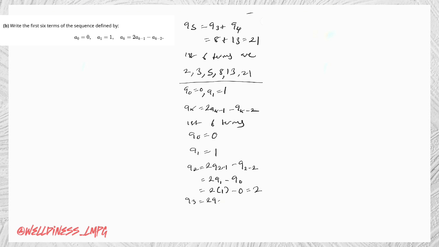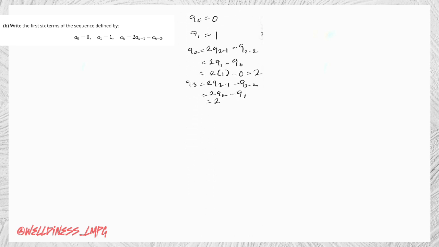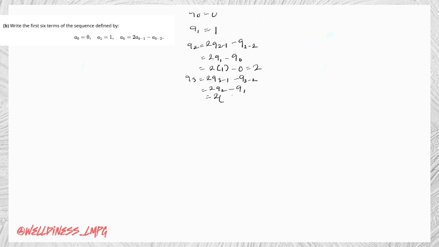Now, to get our A3, all we have to do is substitute 3 anywhere we see K. So that will give us 2A3 minus 1 minus A3 minus 2. And we know that 3 minus 1 will give you 2, and 3 minus 2 will give you 1. So we are going to be left with 2A2 minus A1. And we were able to solve A2 and we got 2. So that means we are going to have 2 times 2. And we know from the question that A1 is equal to 1. So we have 2 times 2 minus 1. And we know that 2 times 2 will give you 4. So 4 minus 1 will give you 3. And that's our A3.